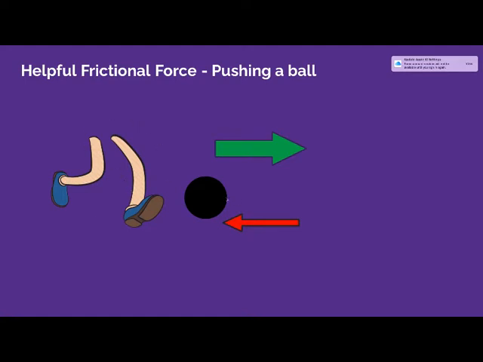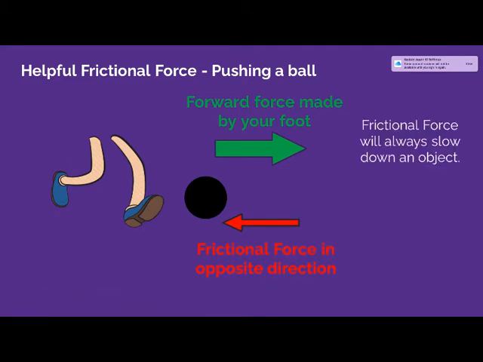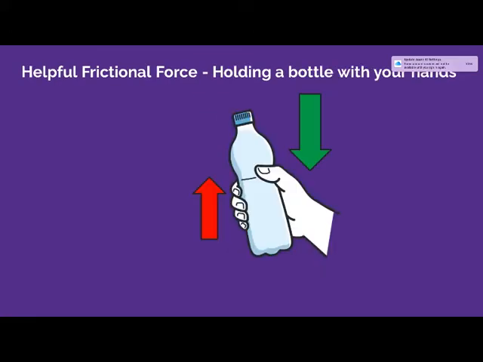Helpful friction is when you have to push a ball. So when you kick a ball, the ball moves forward because the forward force is made by your foot. And the ball moves slowly because there's a friction force in the opposite direction. A frictional force will always slow down an object. So whenever you have two objects rubbing against each other, the object will always slow down.